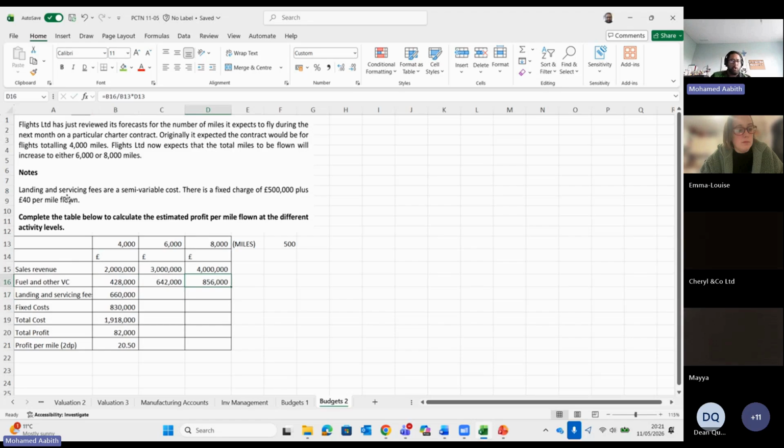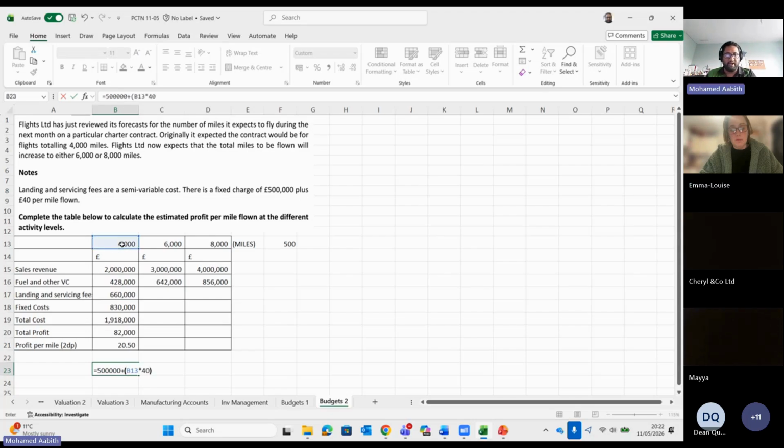But now we already know the landing and servicing fee is a semi-variable cost. So that means 500,000 pounds fixed charge plus 40 pounds per mile flown. So let's prove it. They got that number right here. So if I'm going to see that here, 500,000 plus that number times 40 pounds per mile, 660,000 pounds. So I can do the same formula here again. So that means 500,000 pounds plus that miles times 40 pounds, and that gives you 740,000 pounds.